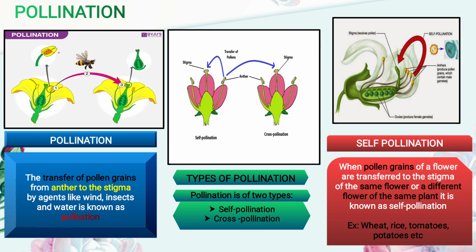And if in one plant only, pollen grains are transferred from the anther to the stigma of another flower on the same plant, that is also called self pollination. एक ही plant में, एक ही फूल में जब pollination होता है उसको self pollination बोलते हैं, या एक ही plant के दूसरे फूल में pollination होगा उसको भी self pollination कहते हैं.